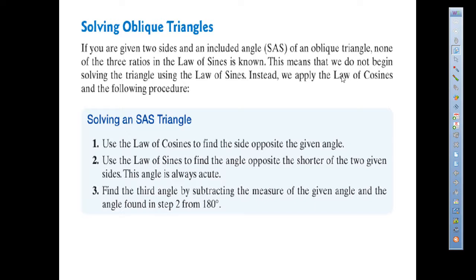That's why you always want to do the angle opposite the shorter of the two sides given first, because it's going to find that angle to be acute, which the law of sines will find, and then just subtract to find the third angle.